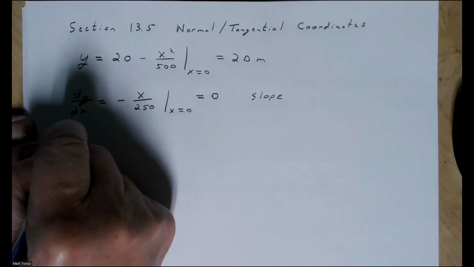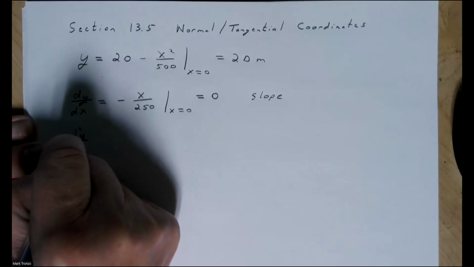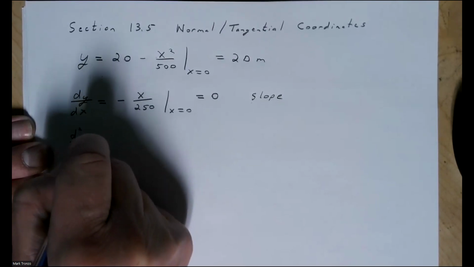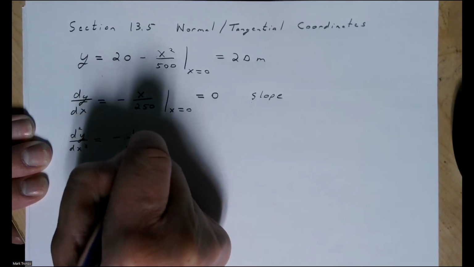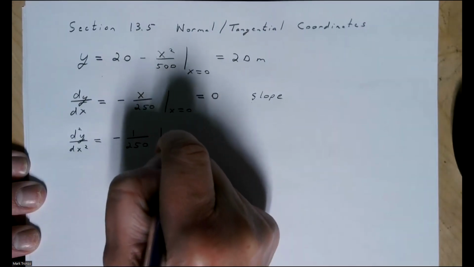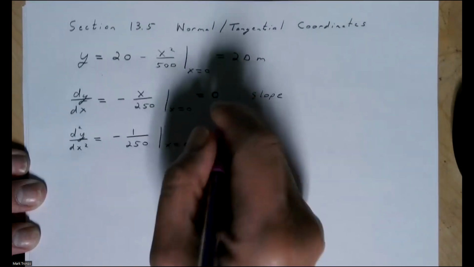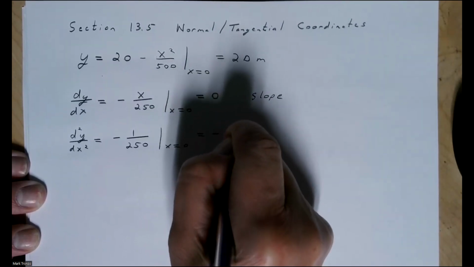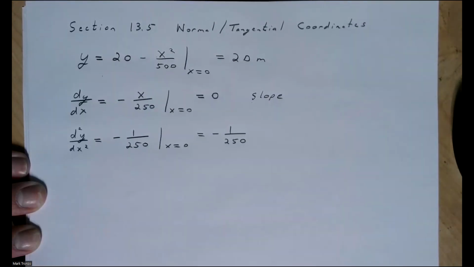Then take another derivative, like this, and we'll evaluate that at 0. Of course, it's going to be the same no matter where it's evaluated, minus 1 over 250.